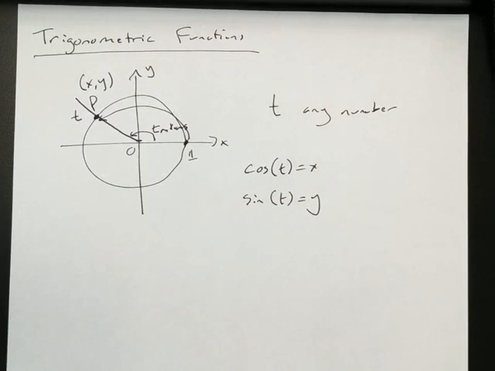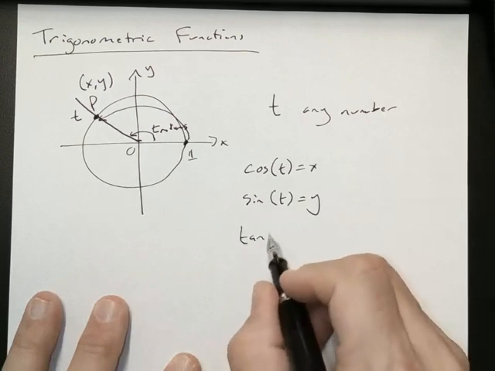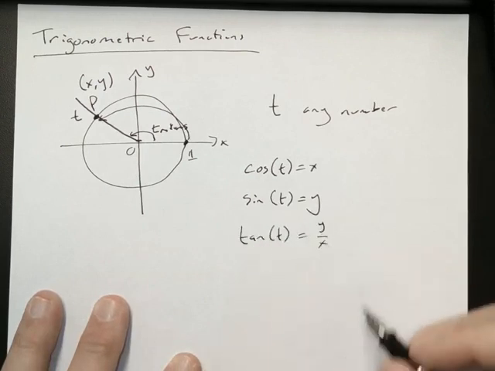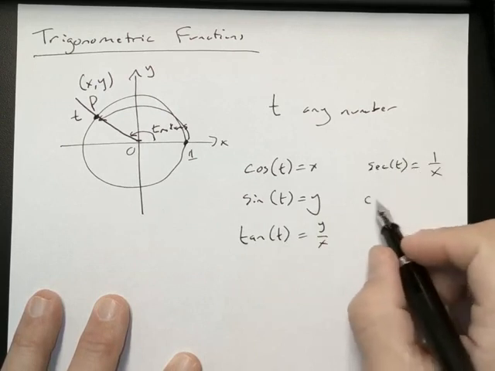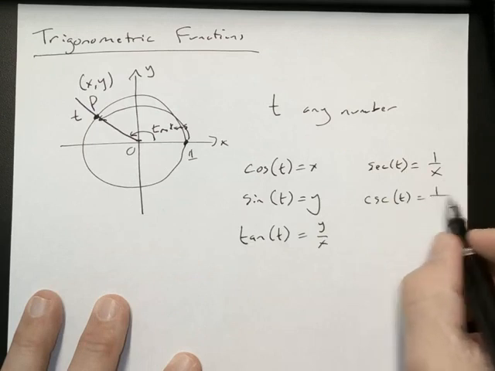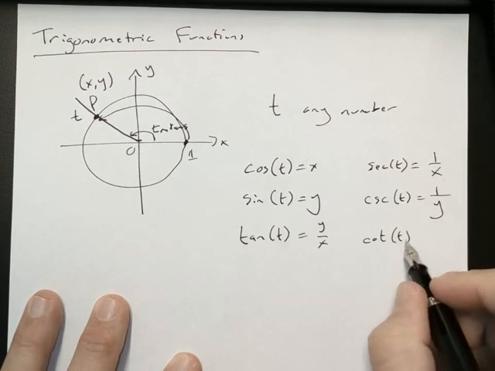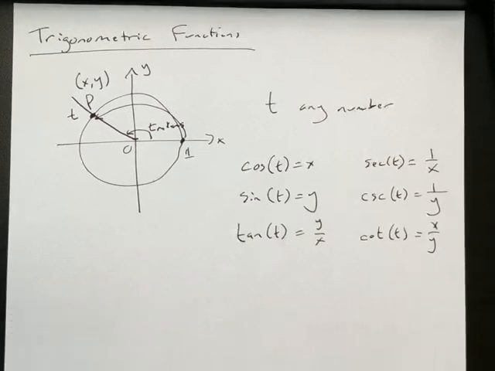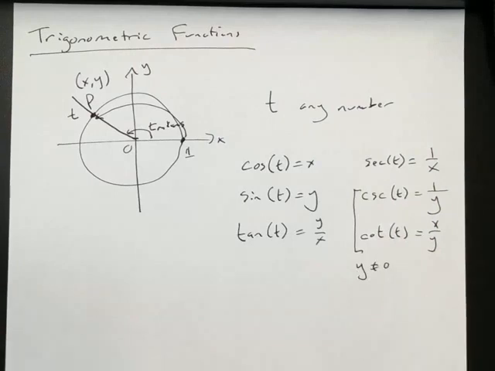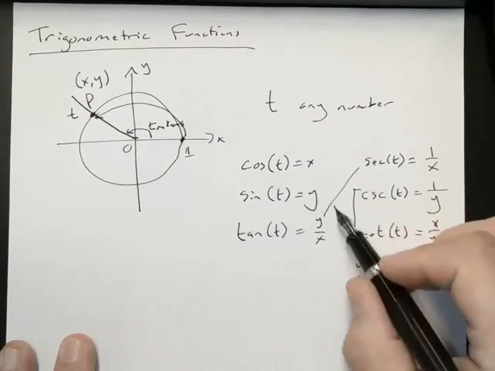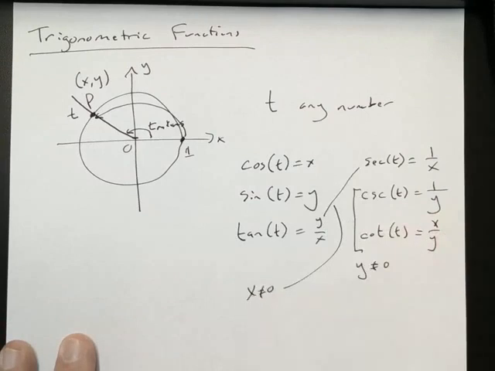Well, let's take the same ratios the rest of the way. So tangent is now y over x. And secant is now 1 over x. And cosecant is 1 over y. And cotangent is x over y. But in order for this to work, for these two, I can't divide by 0. So that's only defined when y is not 0. And for these two, I have to make the same claim about x.